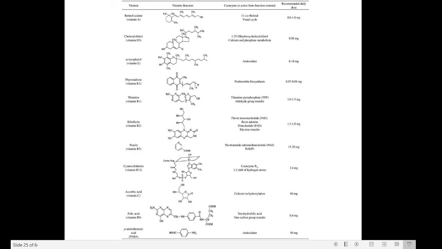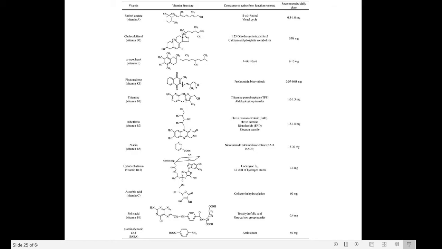Cyanocobalamin is called vitamin B12. It's a well known structure for all. It's a coenzyme. Ascorbic acid is vitamin C. It's a cofactor for hydroxylation. Then folic acid is vitamin B9. It helps in tetrahydrofolic acid, one carbon group transfer.